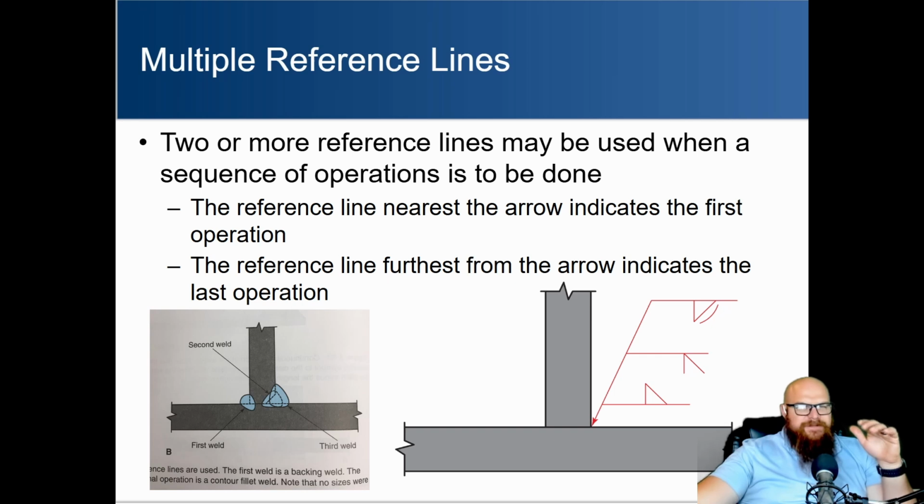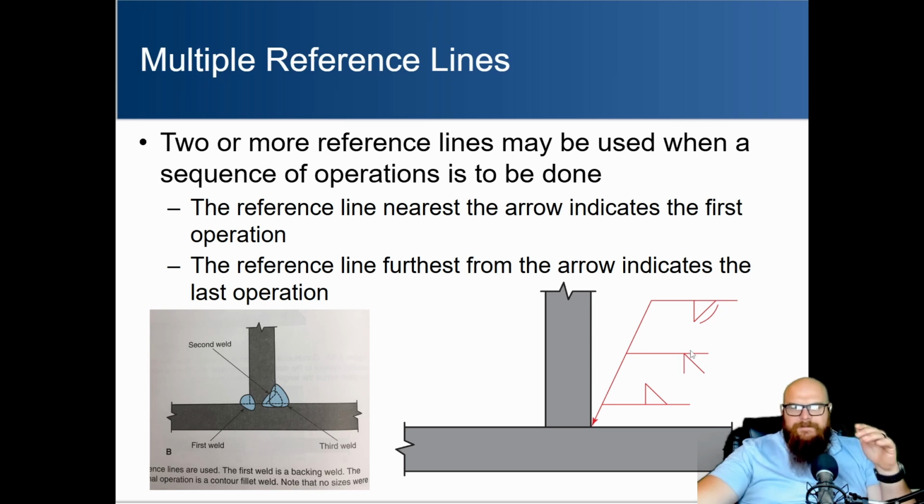And when we do this, the one that's furthest away from the arrow is going to indicate the last operation. So we're going to work from the bottom side and work our way up. On this bottom side, we can see that we have a fillet weld that we need to make. It is on the top of the reference line, so that means that first weld is going to be done on this side right here. So this weld is going to be our first weld.